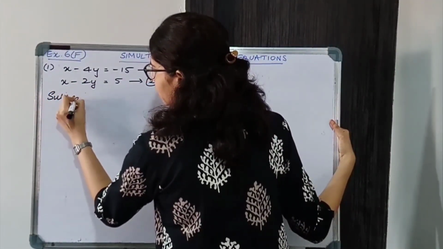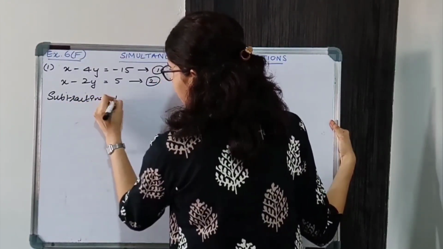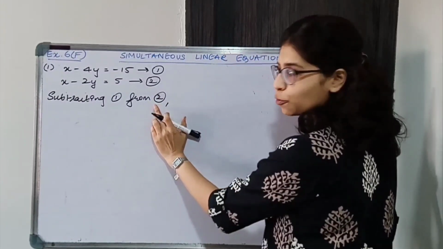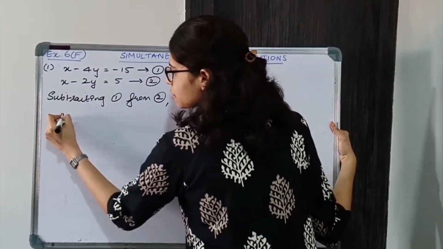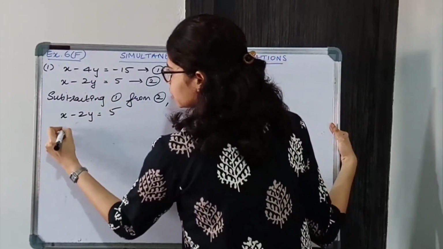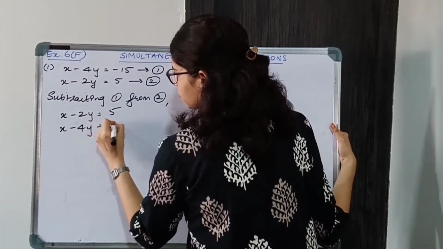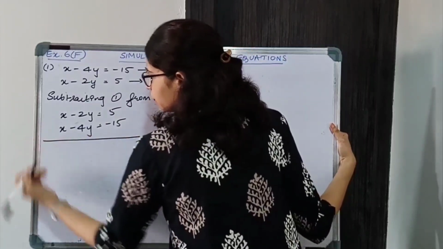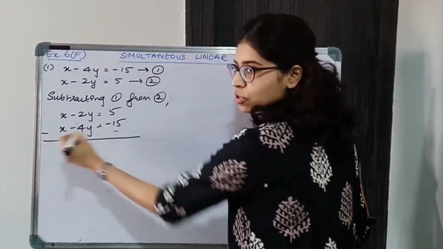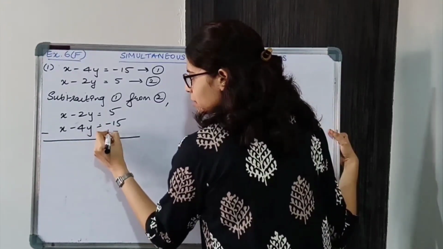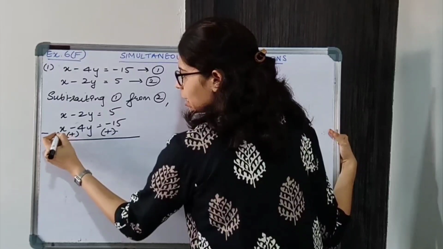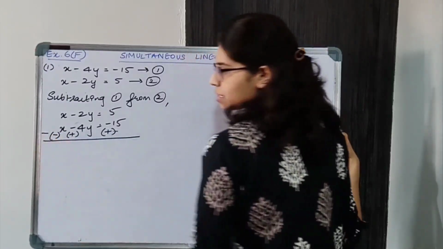So subtracting 1 from 2. So we are subtracting from 2. So 2 you will write first. ठीक है? And 1 afterwards. Now you are subtracting this equation. So the signs of the second equation will change. Minus becomes plus. Minus becomes plus. And plus becomes minus. Okay.